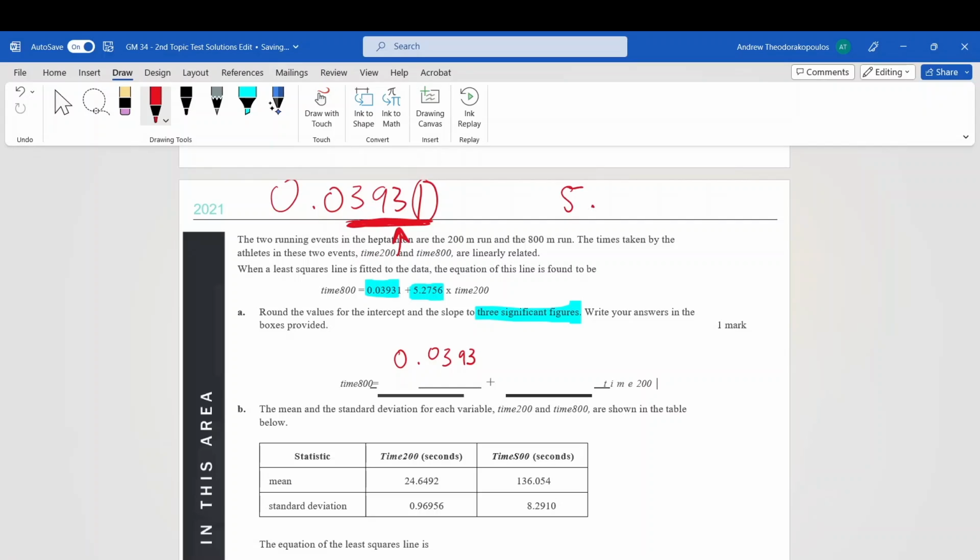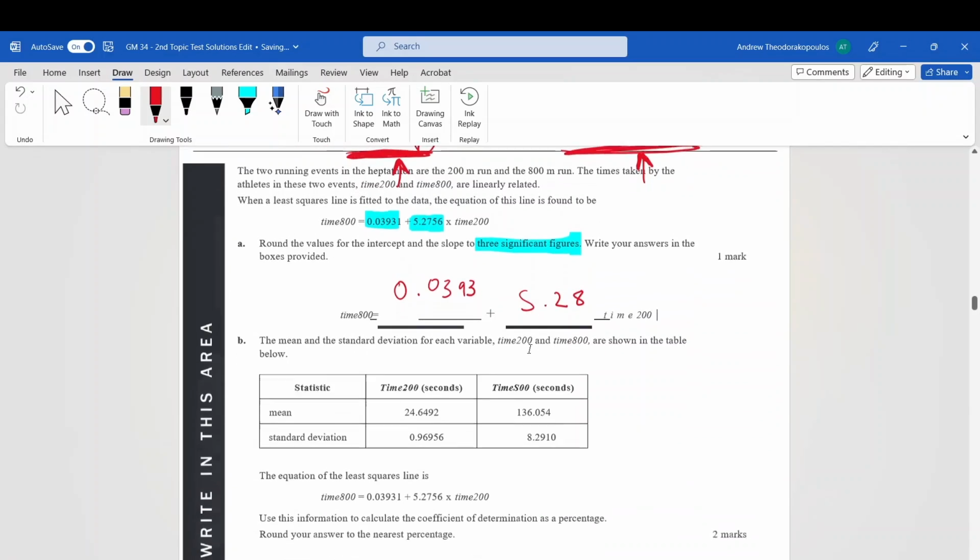For the other number, 5.2756, underline all the significant figures, point to the third one. This number here tells us that we need to round up. So this should be 5.28. It's surprising to see a few of you get this one wrong.